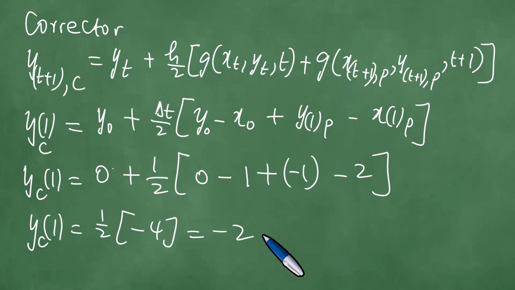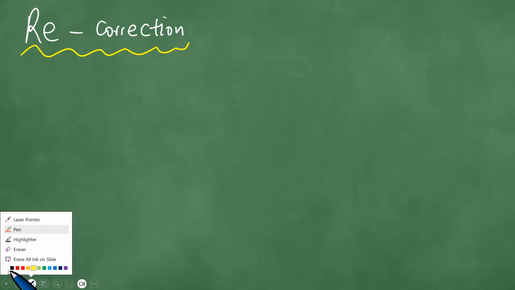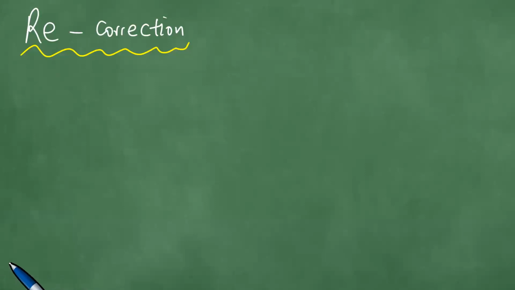Okay, correct. Now we do the recorrection part. So let's do the recorrection. So in doing the recorrection, what do we have?